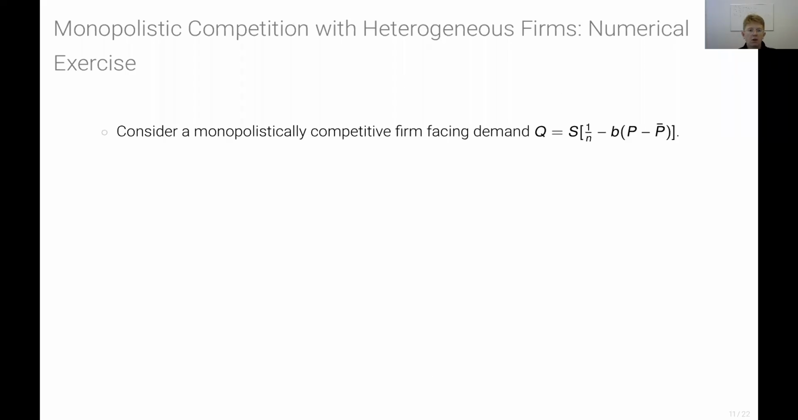Okay, so now we're going to move on to a numerical exercise with heterogeneous firms. And what we're going to do is consider a monopolistically competitive firm facing demand Q equals S times (1 over N minus B times (P minus P bar)). If you'll notice, this is the exact same demand as we've had before. There's no real change.